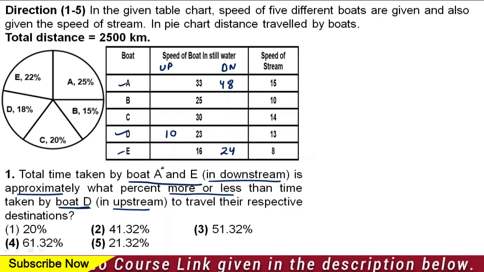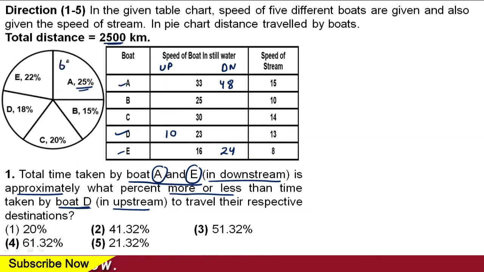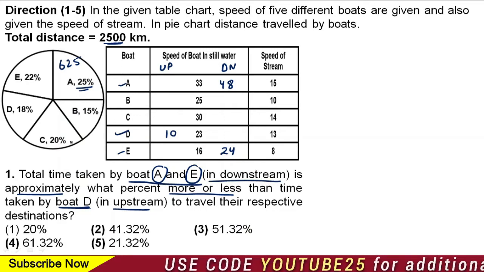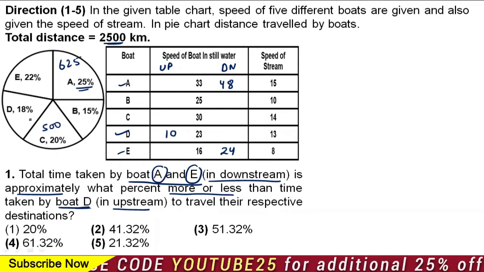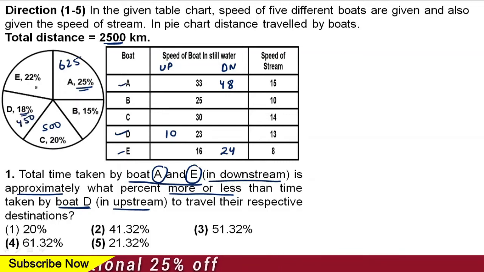Now if you have a look at boats A and E, boat A is traveling 25% of the total 2500 kilometers, so the distance comes down to 625. For boat D, the distance will be 18%. You should understand that if 10% is 250, then 20% would be 500, and this is 2% less, so 50 less than 500 would give me 450. Similarly, 50 more than 500 will give me 550.